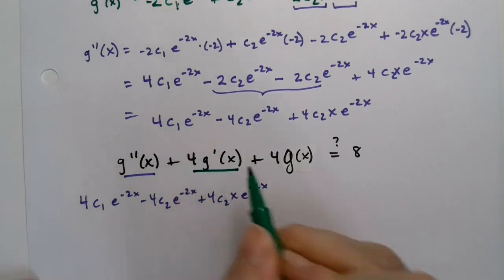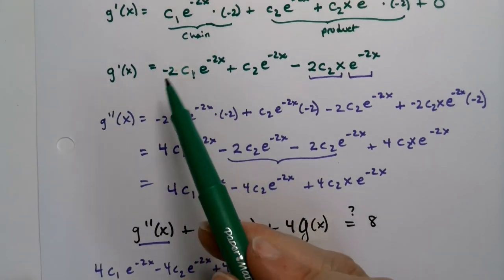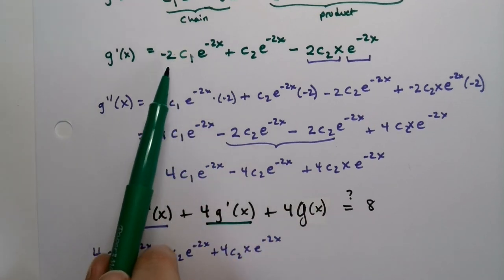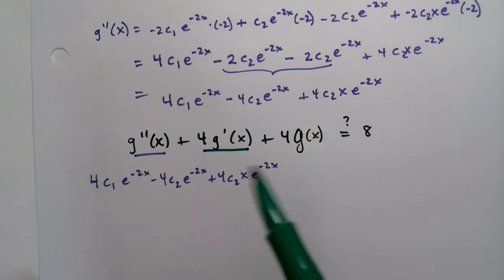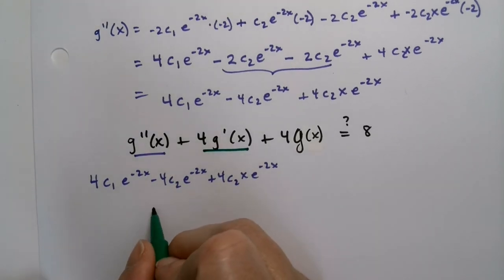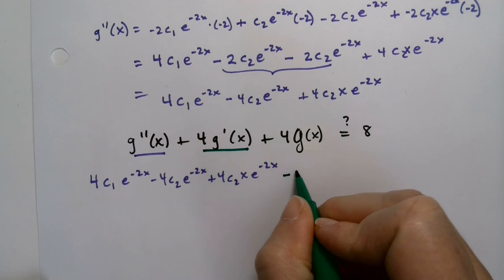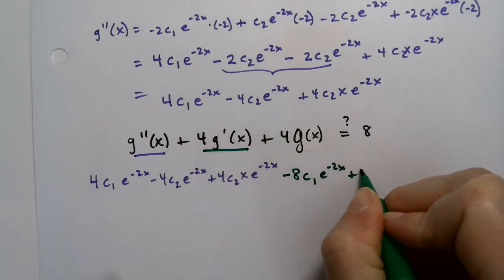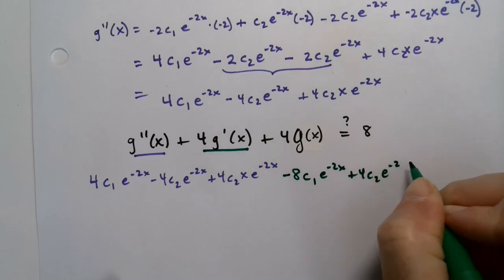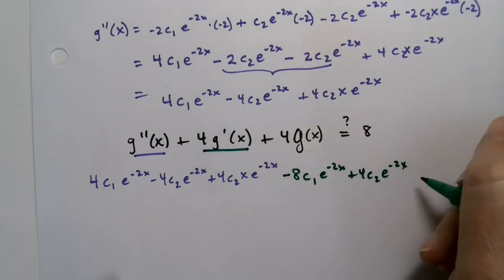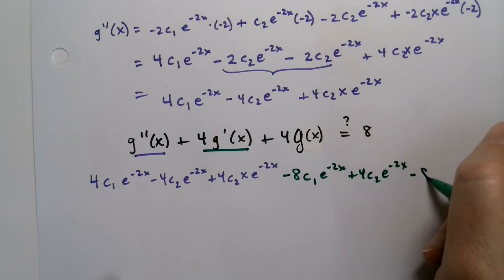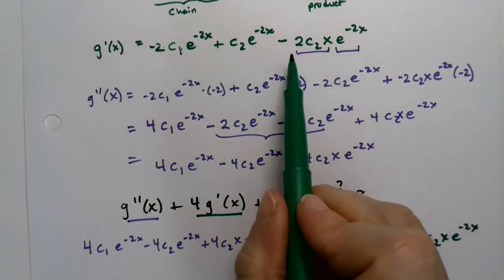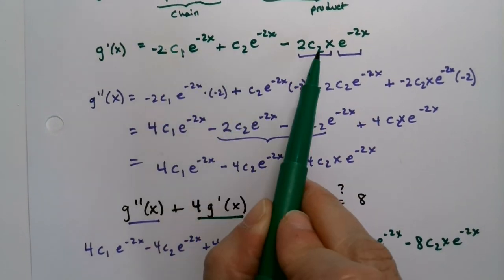plus 4 times g prime. I'm going to take my g prime that I have, the first derivative, and I'm going to multiply each of these terms by 4. So it's going to be minus 8c1 e to the negative 2x plus 4c2 e to the negative 2x minus 8c2x e to the negative 2x. So I multiplied each of these terms by 4.